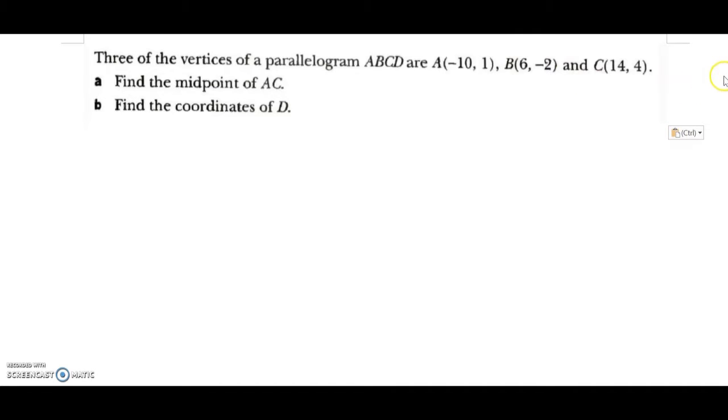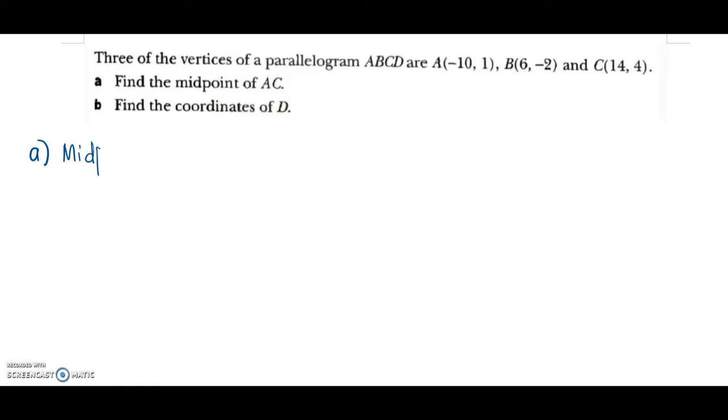Alright, let's discuss this example. We have three vertices of a parallelogram ABCD, which are A (-10, 1), B (6, -2), and C (14, 4). For part A, find the midpoint of AC. Okay, so for A, very simple. All we have to do is substitute the coordinates of A and C into our midpoint formula.